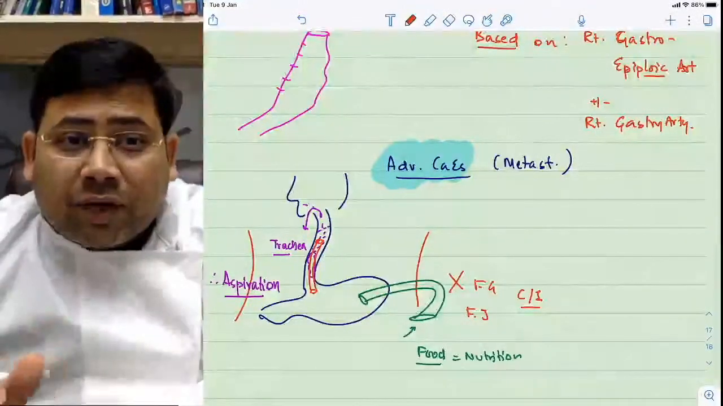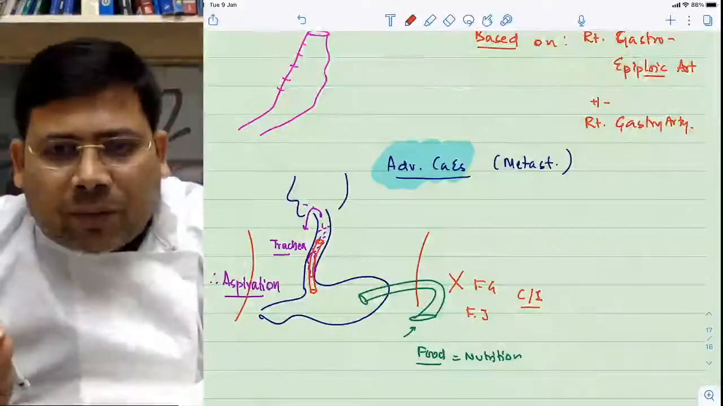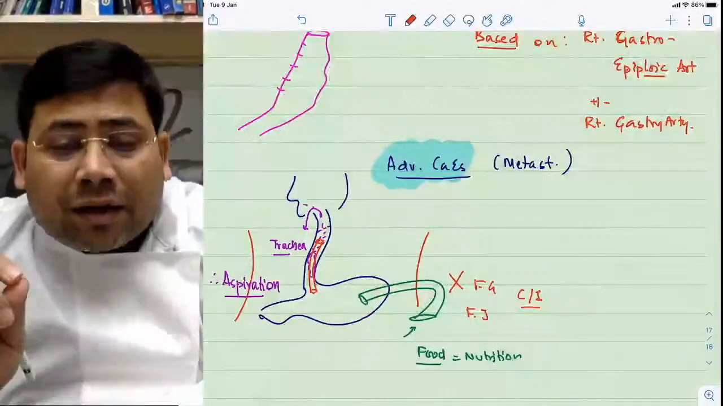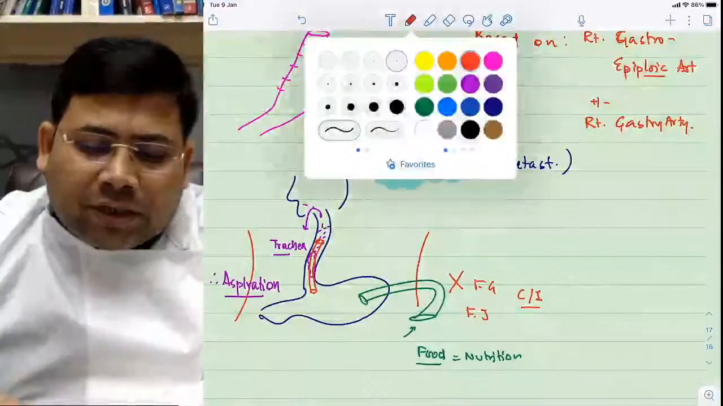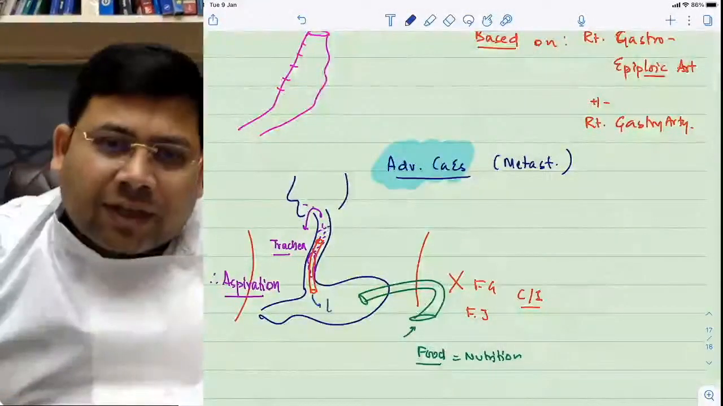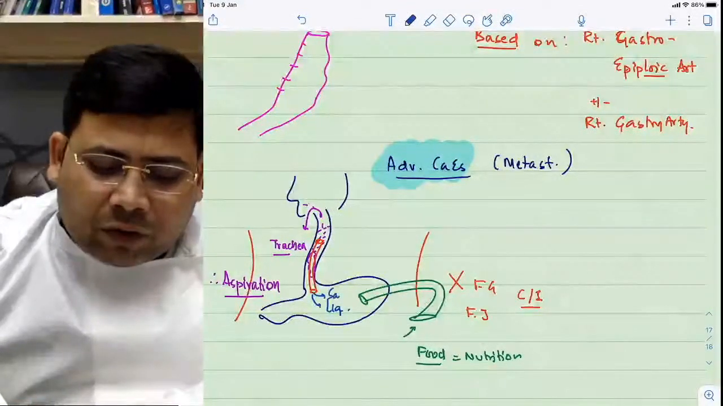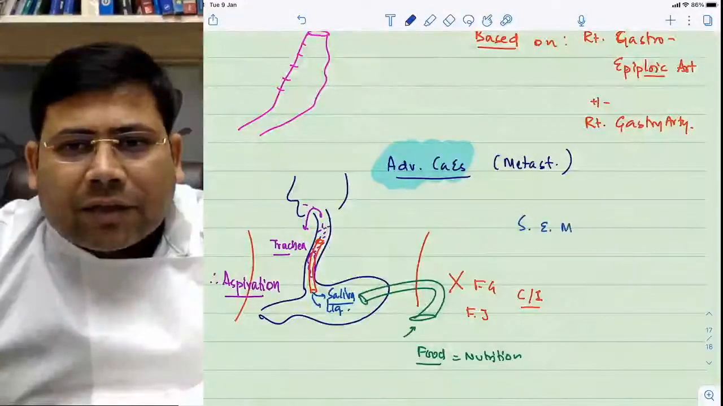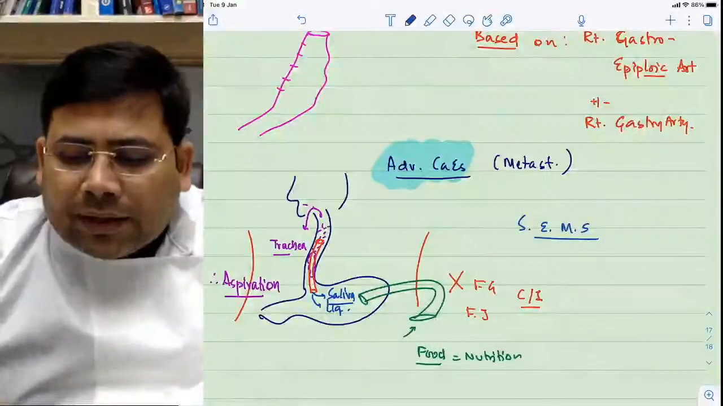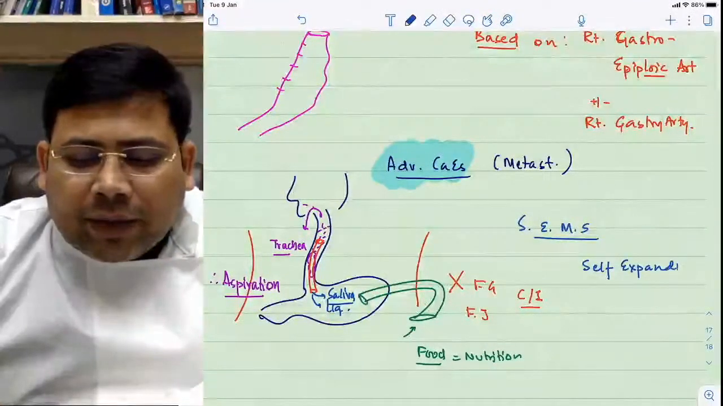So feeding gastrostomy and feeding jejunostomy are absolutely contraindicated, because the logic behind management of advanced cancers is palliation. What do you mean by palliation? If you cannot add days to the patient's life, try to add colors. The last day should go in comfort. The advantage of a stent is that liquids can pass, and the saliva can also pass and get cleared off. Therefore SEMS, self-expanding metal stents, are placed.